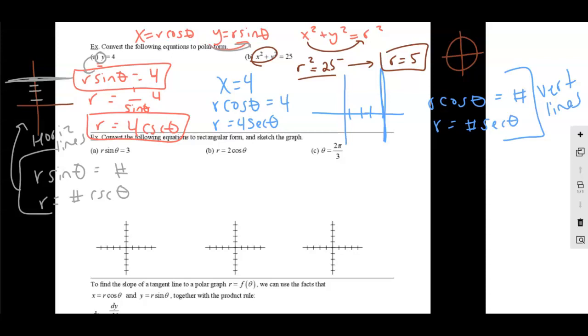So we have equations for horizontal and vertical lines. They can switch back and forth. We have the equations for circles. They can switch back and forth.